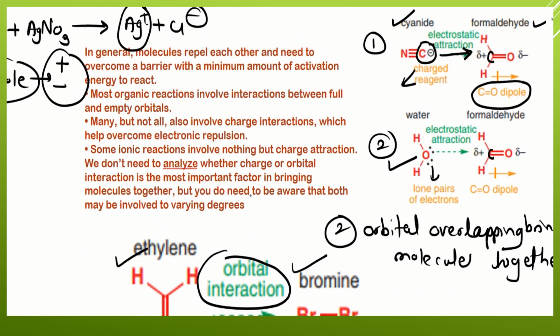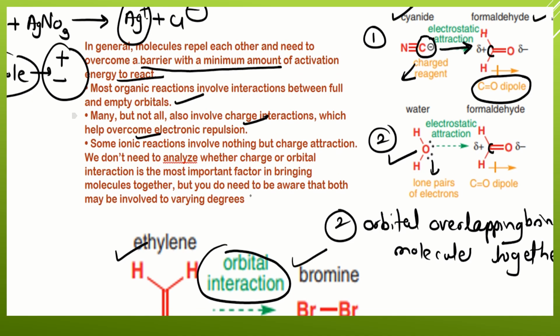So we'll summarize this. In general, molecules repel each other; they need a minimum amount of activation energy to react, right? Most organic reactions involve interaction between full and empty orbitals. Many but not all involve charge interactions, which help overcome electronic repulsion. Some ionic reactions are nothing but charge attraction. We don't need to analyze whether charge or orbital interaction is the most important factor in bringing molecules together, but you need to be aware that both may be involved to varying degrees. It means you cannot say only electrostatic attraction happens, or only orbital overlapping happens. It might be both.